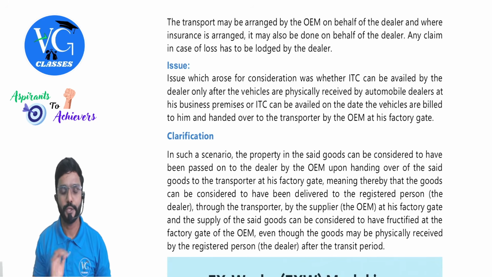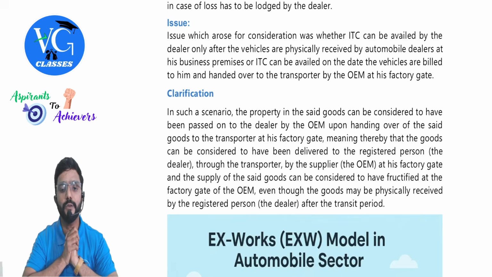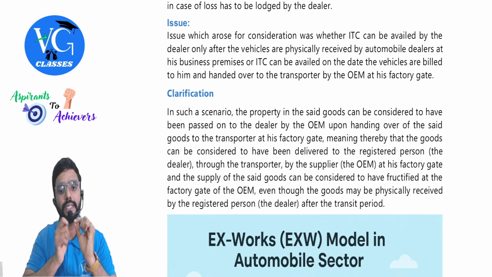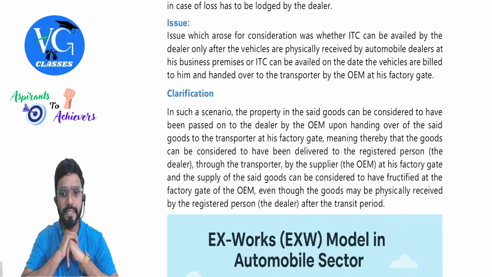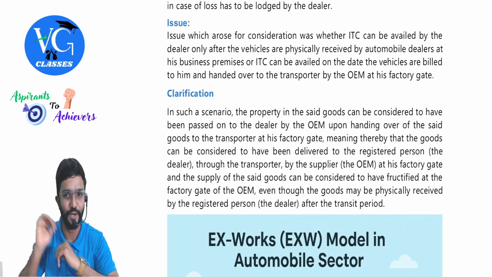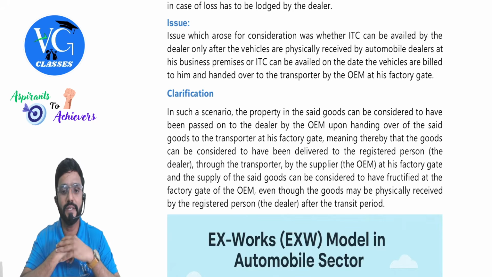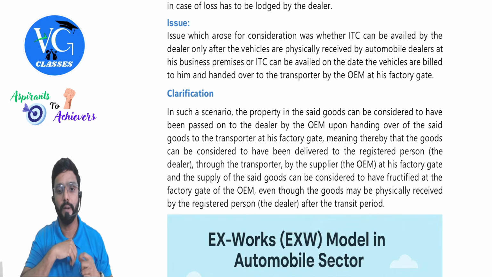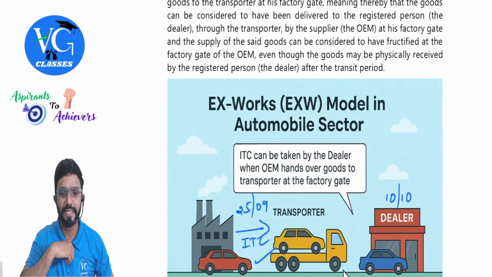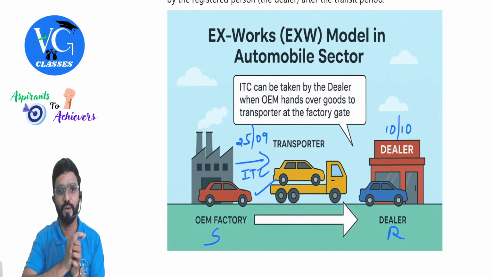That's all. Issue. What was the issue? The issue which arose for consideration was whether ITC can be availed by the dealer only after the vehicles are physically received by the automobile dealers, that is, as per my example, on 10th October, at his business premises, or ITC can be availed on the date on which vehicles are billed to him and handed over to the transporter by the OEM at his factory gate. That is as per my example, 25th September. What is the answer, guys? 25th September. So it is deemed to be delivered to the dealer, and the dealer can claim credit.